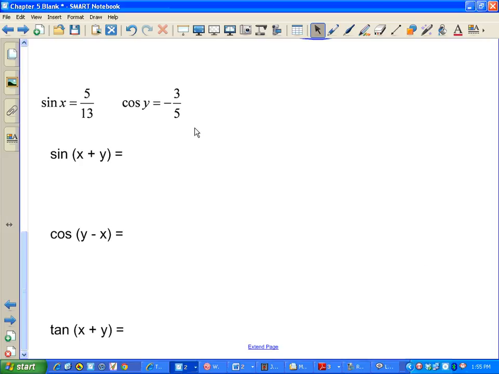Here's another type of problem we might come across. They're going to give you a couple sine and cosine values. This really isn't any different. We're still going to expand it out. So sine of x plus y is really the sine of x times the cosine of y, plus the cosine of x times the sine of y. The sine of x is 5/13. The cosine of y is negative 3/5. Now here's where the tricky part comes in. I don't know what the cosine of x is.